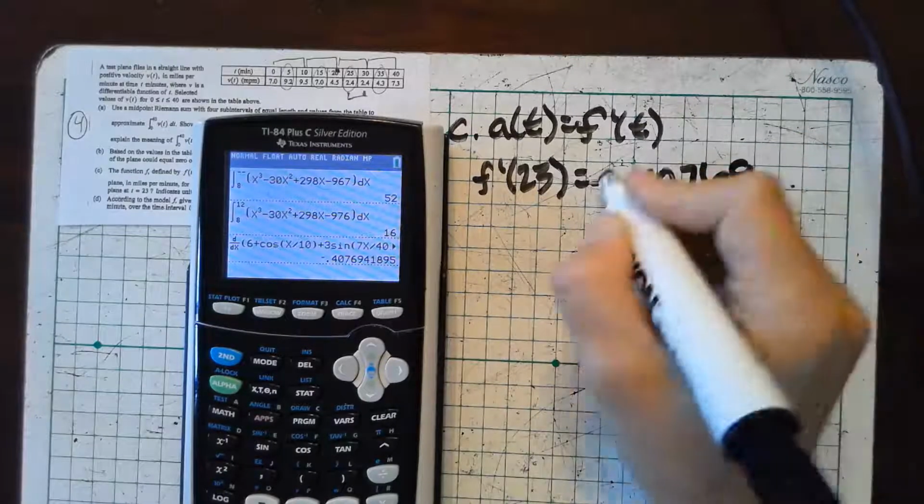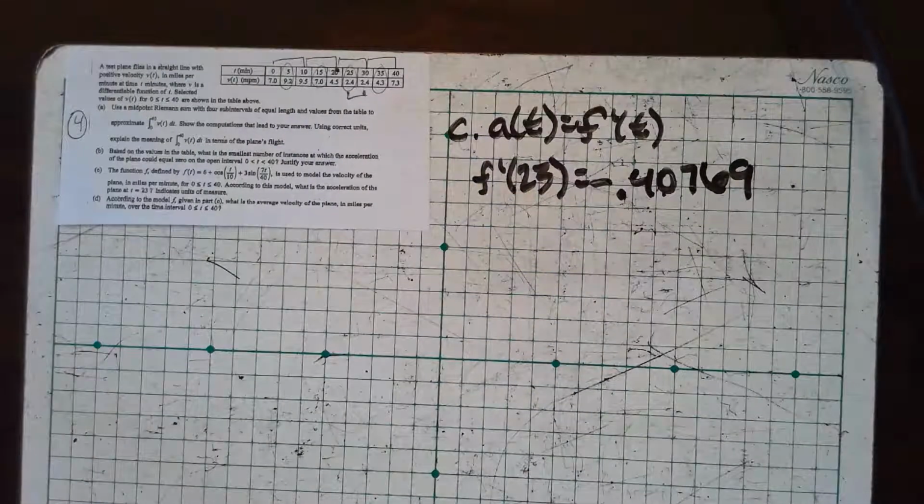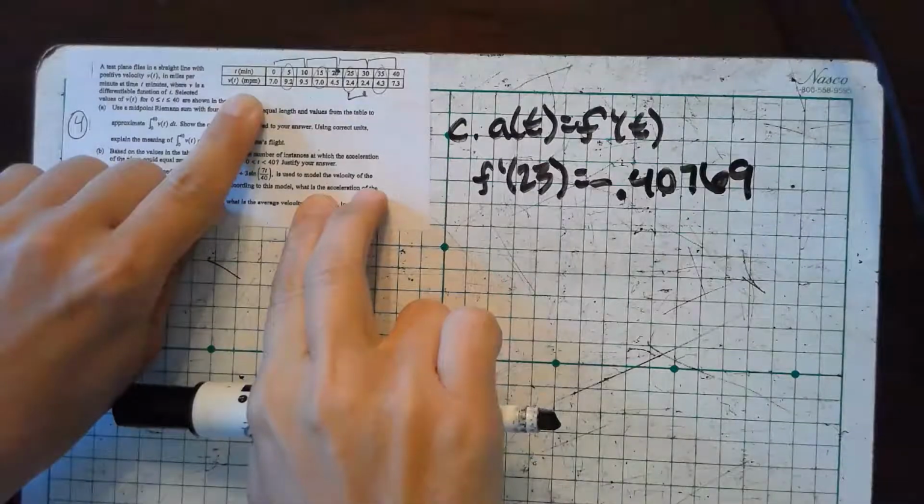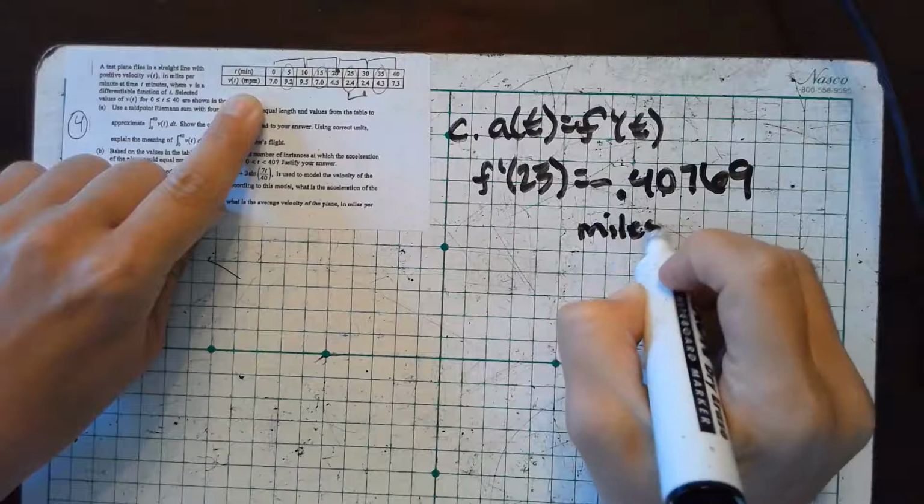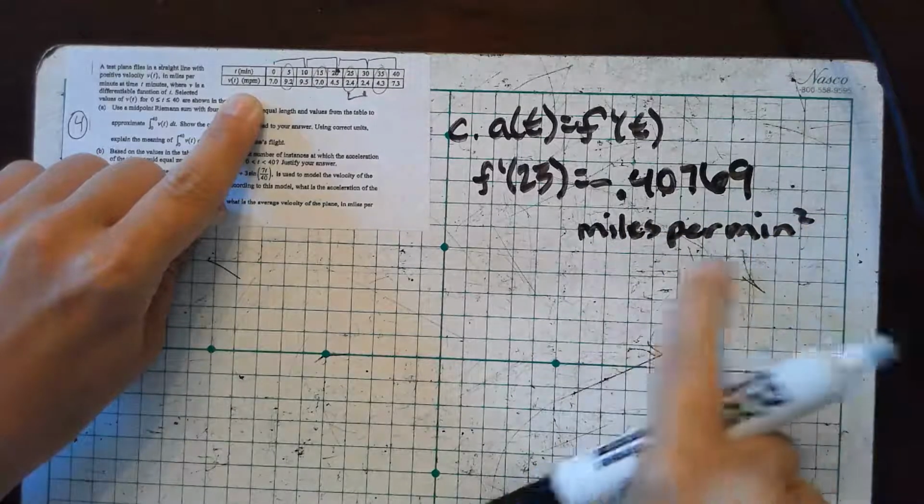I'm just going to do it this way. Okay, and they want us to indicate units of measure. It doesn't say explain, so we just want to indicate units of measure, and that's going to give you a point right there. Now, I want you to notice we took the derivative of this. That's miles per minute. So this is going to be miles per minute squared, or you can say miles per minute per minute.